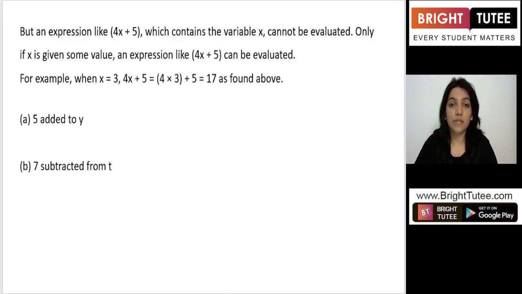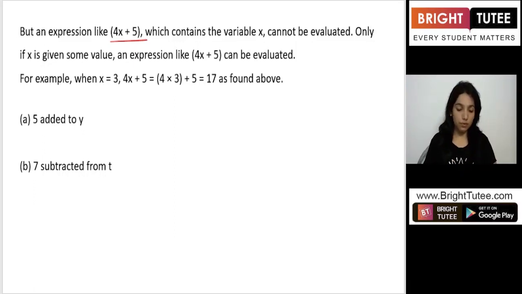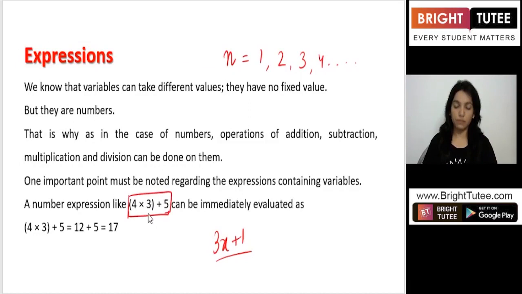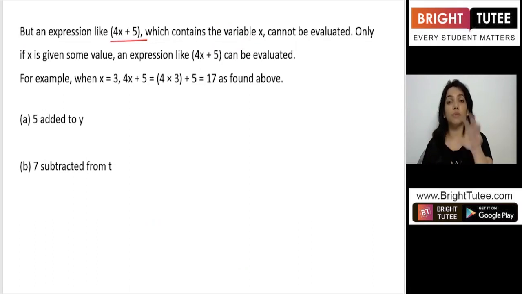Why? Because expressions like 3n plus 1 or 4x plus 5 contain a particular variable x, and only if you get the value of x can you solve the expression. I hope this makes sense. If you have just numbers, for example 4 times 3 plus 5, all the numbers are given to you, so it's easy to work with them. You can solve them using the operations given and get to an answer. But if you have a variable in your expression, then you must put some value for this variable. Only then can you calculate the answer.